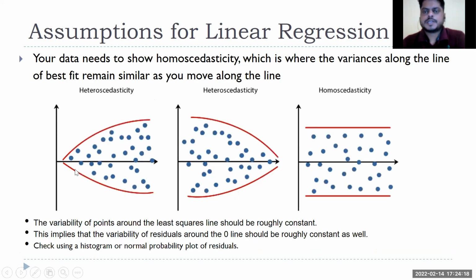Then assumption number 3 for linear regression. Here we talk about homoscedasticity or heteroscedasticity, right? So by looking at it and reading it, can anybody explain what that is? Anyone?